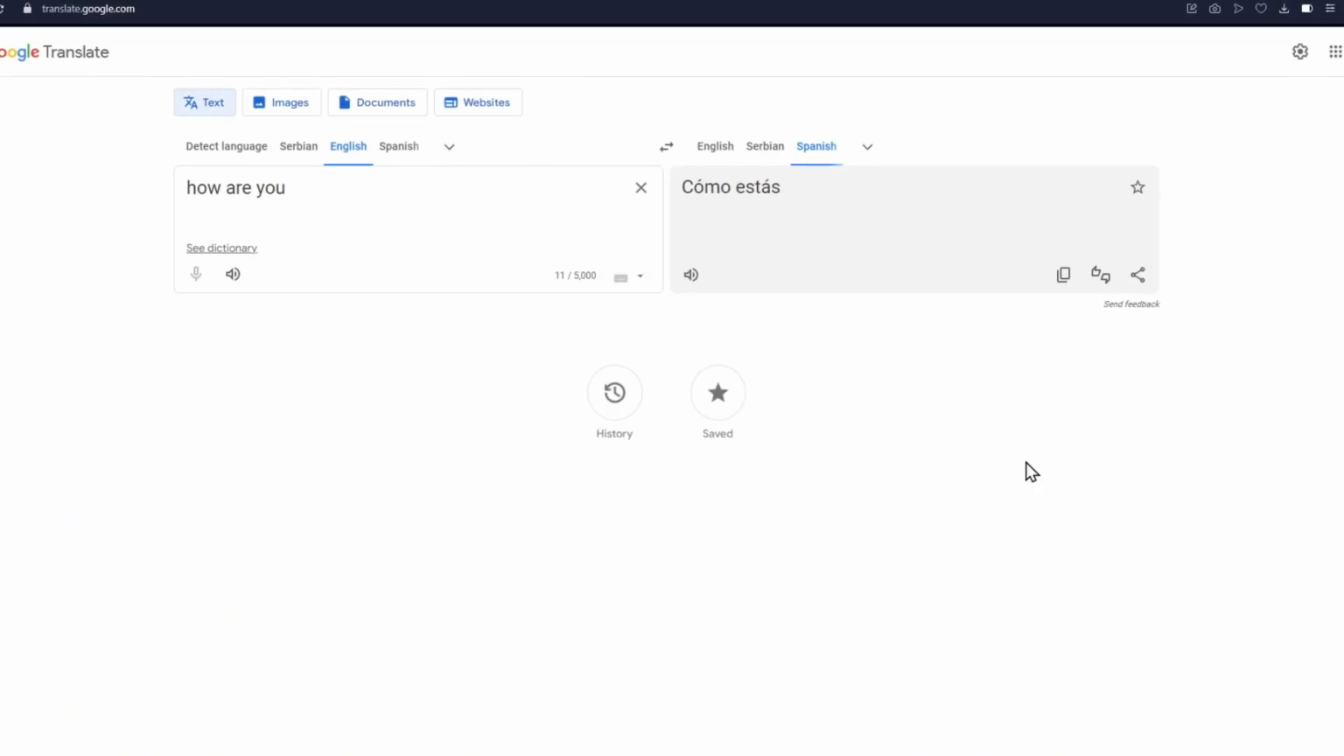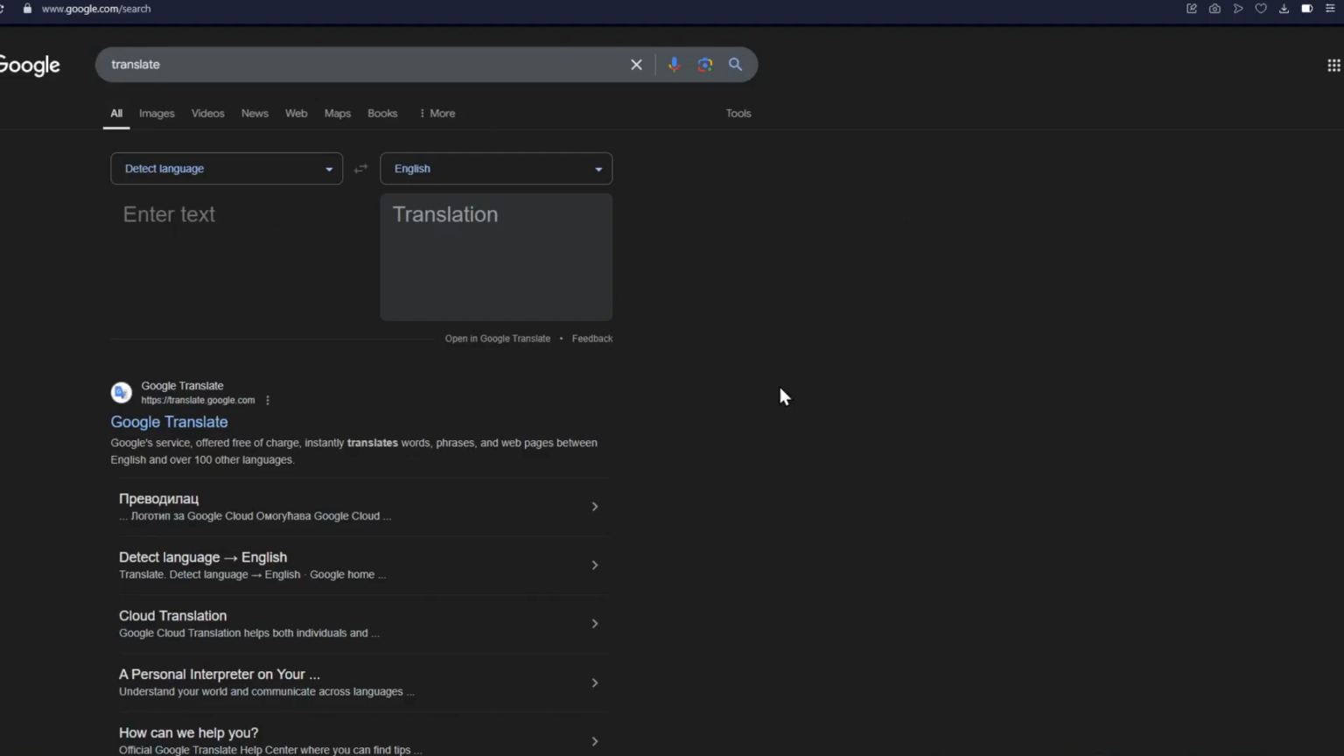Machine learning in everyday life. Now that we've covered the basics, let's dive into a couple of real-world examples where machine learning is making a huge impact. Take language translation. When you use tools like Google Translate, it's not just swapping words from one language to another.